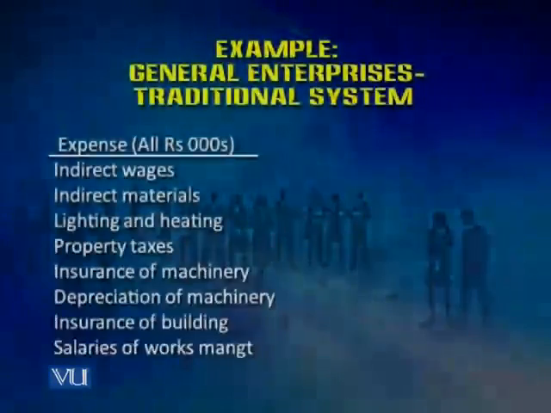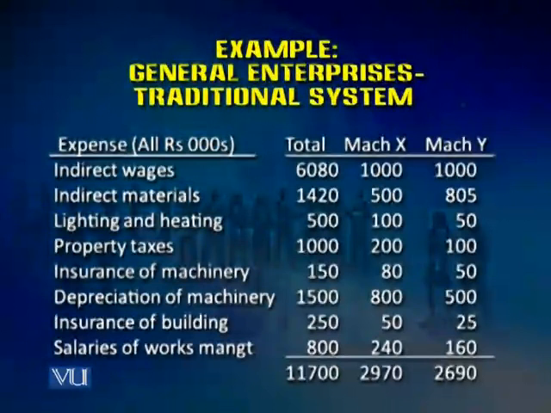So under the traditional system, the next step would be to take all the other costs that have been highlighted, which included property taxes, depreciation, insurance, things of that nature. All those costs should now first be allocated to the 5 cost centers. And we see that in the next slide. The indirect wages and indirect materials are shown as had been allocated previously. Lighting and heating has now also been allocated to the 5 cost centers.